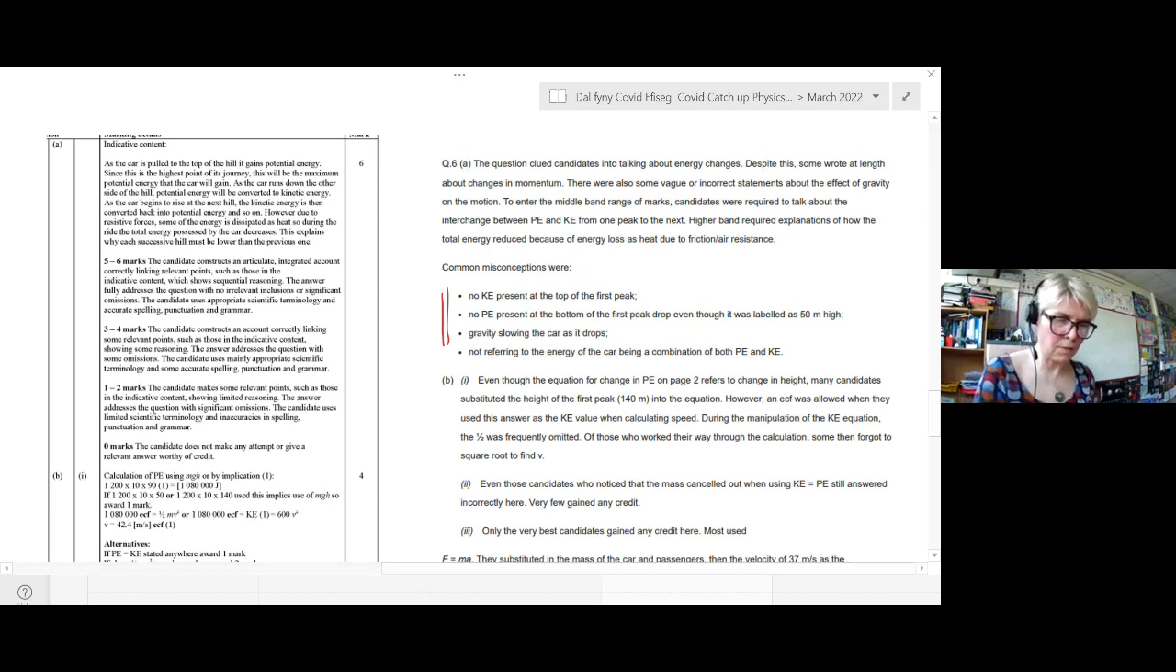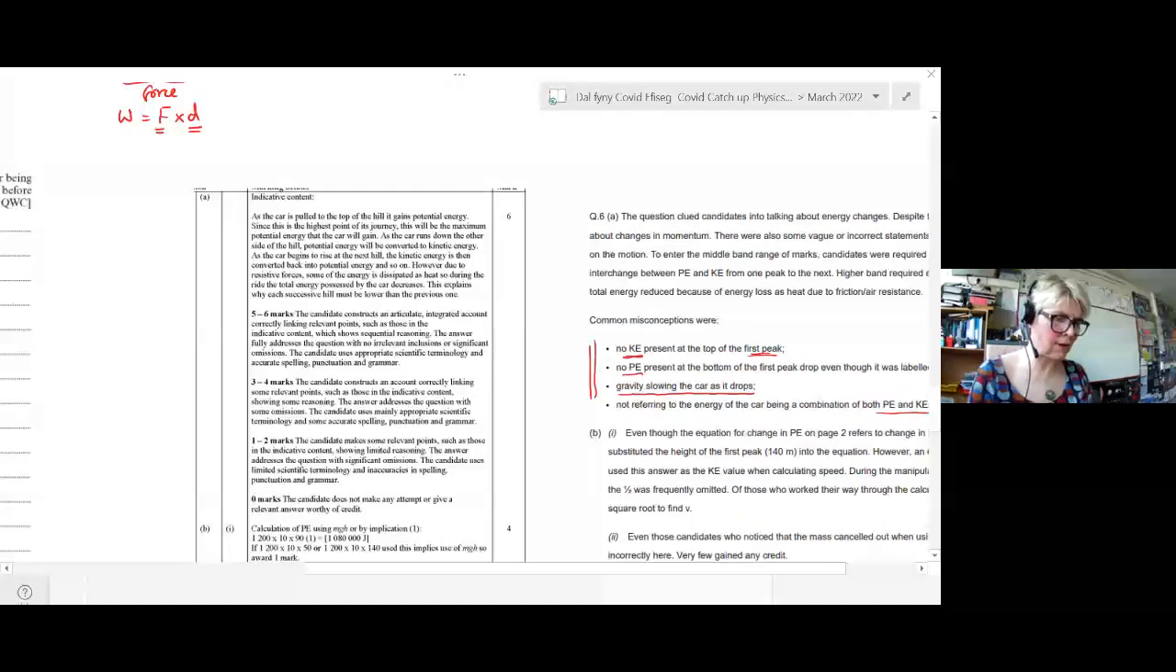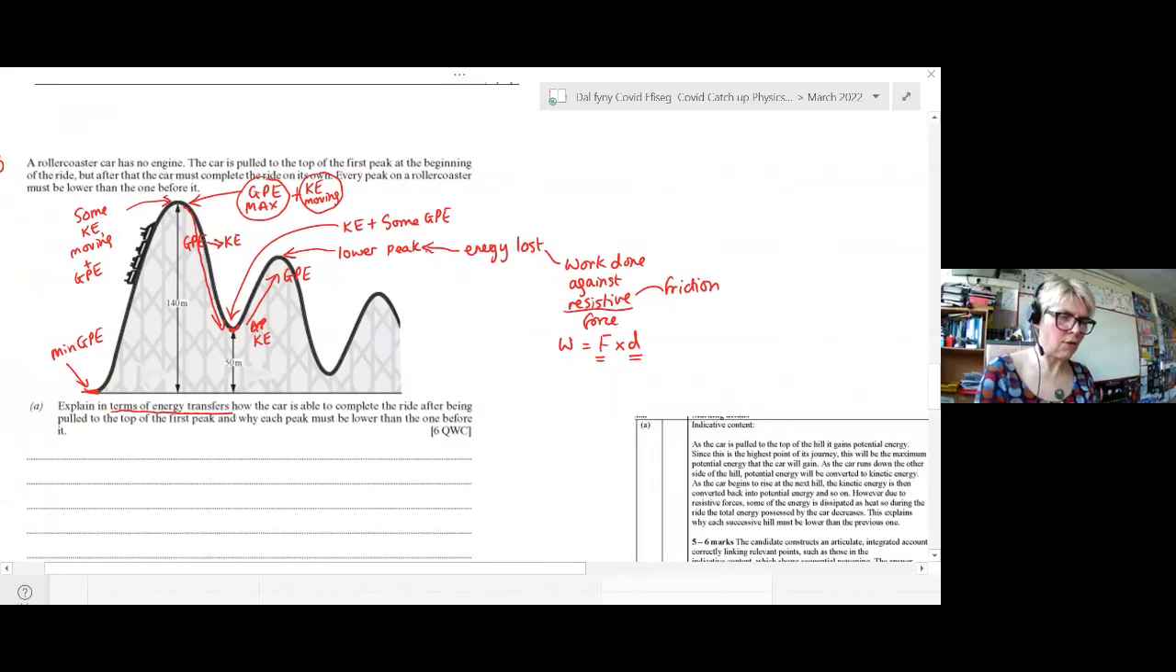So for example, no potential energy at the bottom of the first peak when it was 50 meters high. There was no kinetic energy present at the first peak, but you haven't been told it was stationary. There's a confusion to say that gravity slows the car as it drops, but gravity stays the same. And then not referring to the energy of the car being a combination of both potential energy and kinetic energy, showing that you have an understanding that you're looking at the total energy of the system.